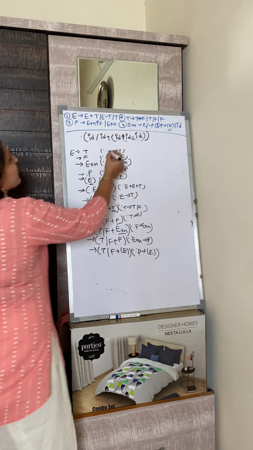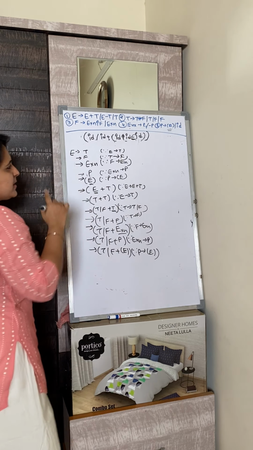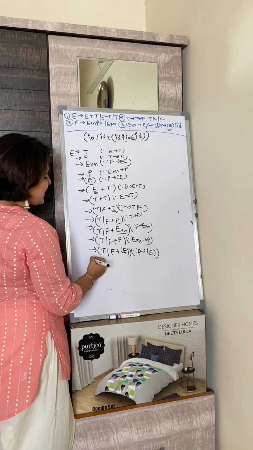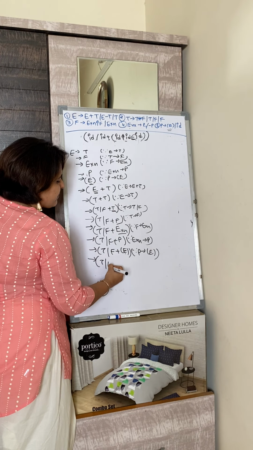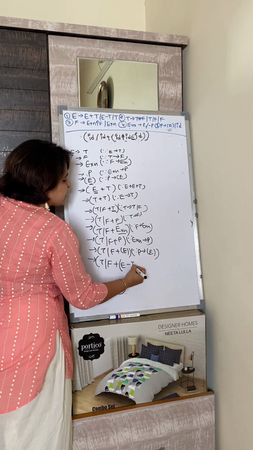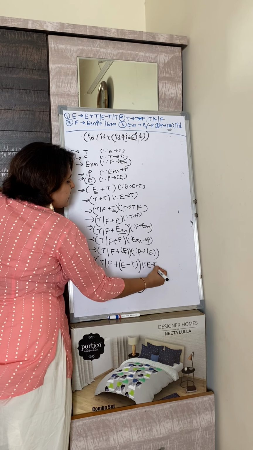So say these brackets have been achieved. Now inside, which is the lowest precedence operator? Minus. So this E should be deriving minus, exactly. So this is T divided by F plus E, which derives E minus T, because E derives E minus T.